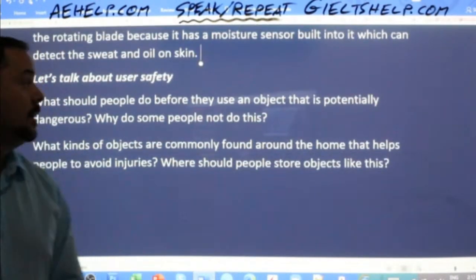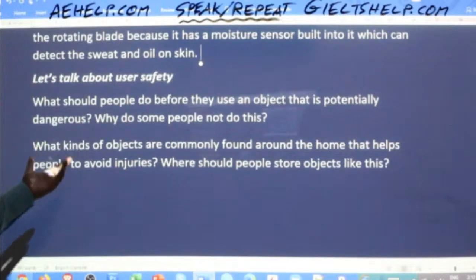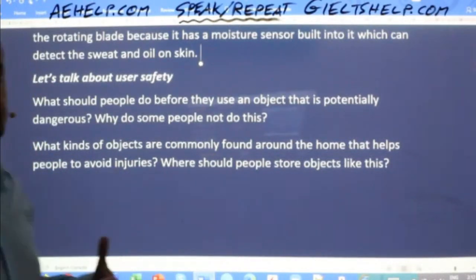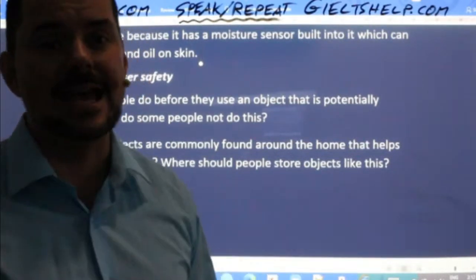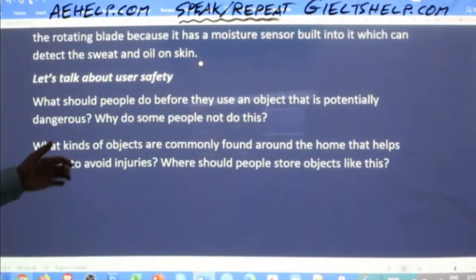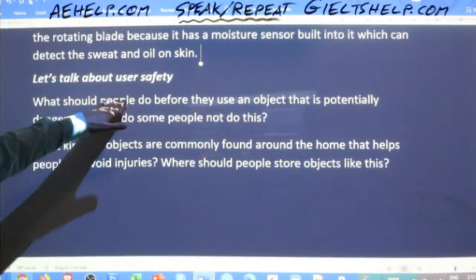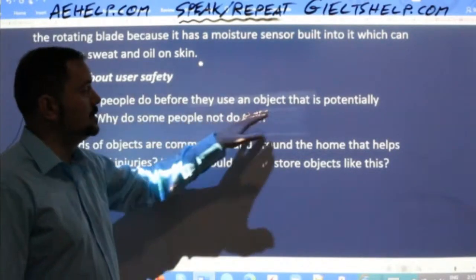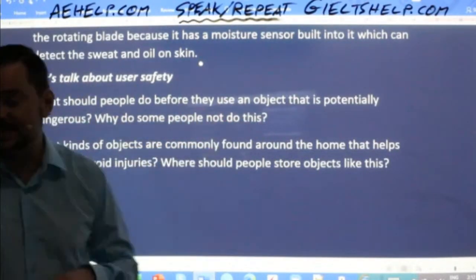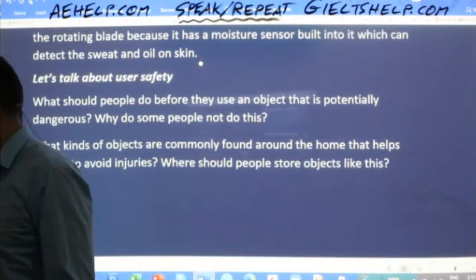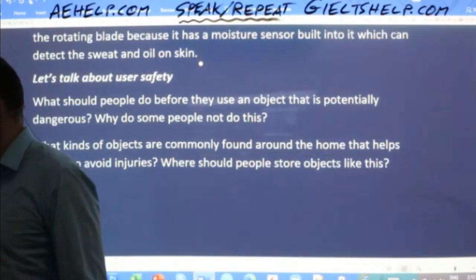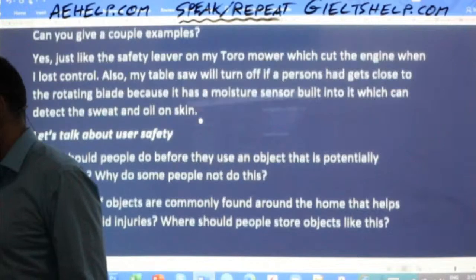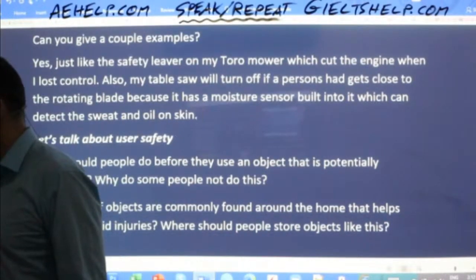Here we go. So you're doing a good job. You're moving along nicely. You're giving answers, explanations, and examples. And then the examiner says, okay, let's talk about user safety. What should people do before they use an object that is potentially dangerous? I bet I will get some really good answers for this one. Okay. So what should people do?